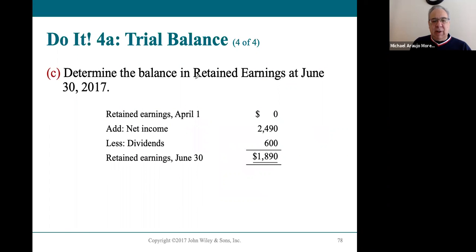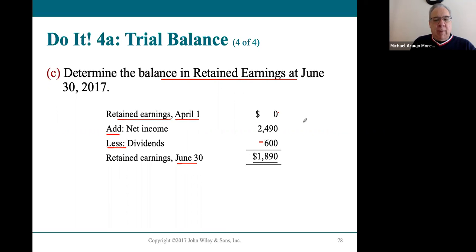The last thing they want you to do is to calculate the balance in retained earnings, which is the same as doing a retained earnings statement. This particular company is brand new, so they do not have any retained earnings that they started with. It starts with zero. We just calculated net income of 2,490, so we add the net income. If you look back at the adjusted trial balance, they paid 600 in dividends. That's where that number comes from, the adjusted trial balance. So we subtract that out. Retained earnings at the end of the period, again, they're measuring it by the quarter. So at the end of June, 1,890.